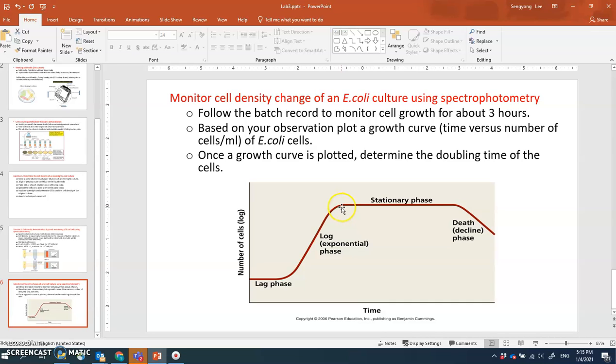Eventually they will run out of space and nutrients, and they stop doubling and just stay put. That's the stationary phase. And then eventually they will kill each other because they are starved to death, so there will be a death phase. Try to observe that using the spectrophotometer readings that you will get through the batch record. That is what you need to do, plotting the growth curve. So that is lab 3. You will be able to get the batch record downloaded from the core shell. Okay, that's it.